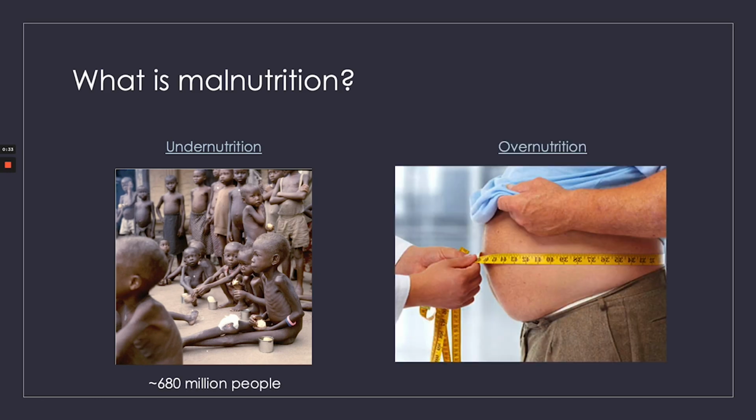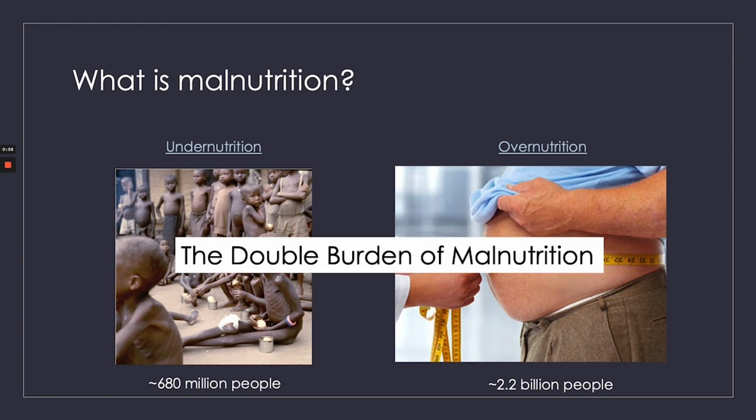The second is overnutrition, and this is an excessive consumption of energy in the form of calories that lead a person to be overweight or obese. According to the WHO, there are currently 2.2 billion adults throughout the world that are overweight, with 650 million of these people being obese. So actually, you can see overnutrition is an increasingly worsening problem. Both of these together have led to what we call the double burden of malnutrition.